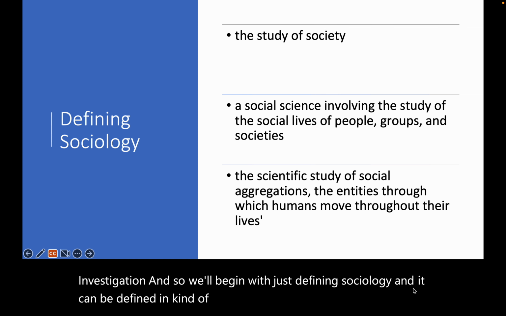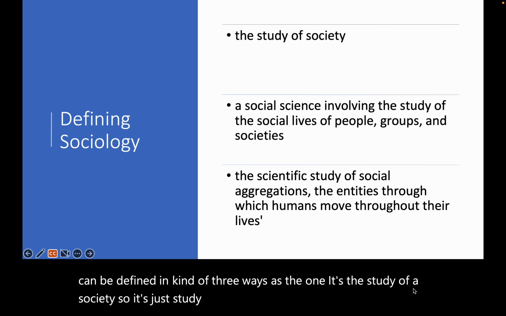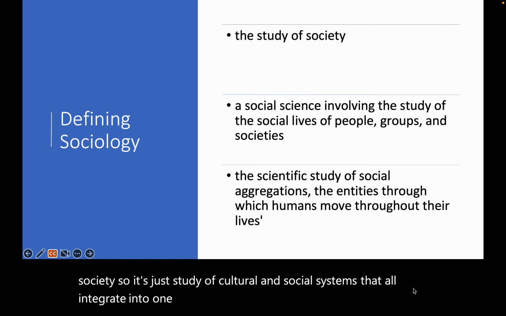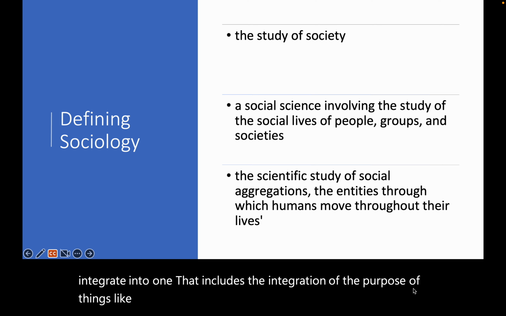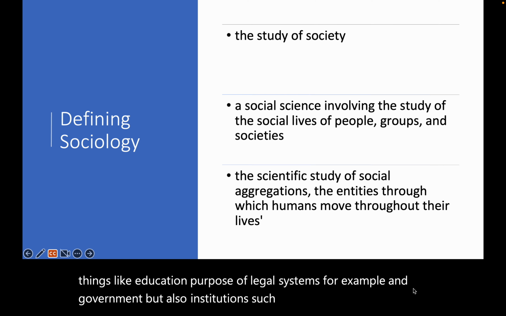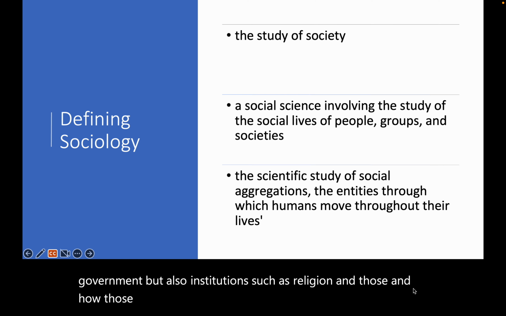As one, it's the study of a society. So it's the study of cultural and social systems that all integrate into one, that includes the integration of the purpose of things like education, the purpose of legal systems, for example, and government, but also institutions such as religion, and how those systems come together to create our social systems.